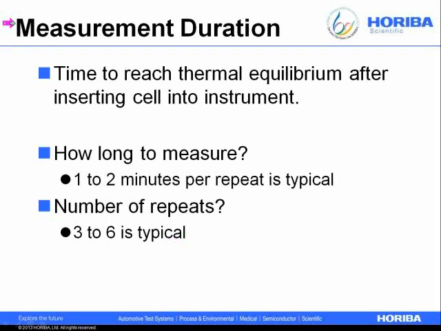Now, measurement duration, there are a couple comments here. The first is I mentioned temperature before. If you take a sample from a 23-degree laboratory and you put it into an instrument that's set to 25 degrees, then you really need to wait 3 or 4 minutes for the sample to get to the same temperature as the inside of the instrument before you make your measurement. So you have to reach a thermal equilibrium.